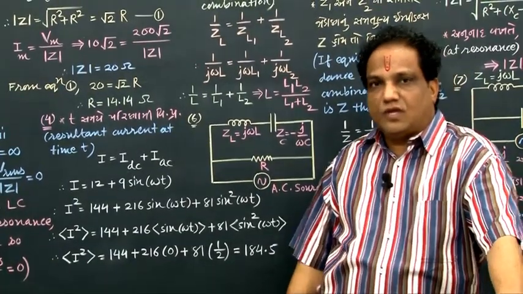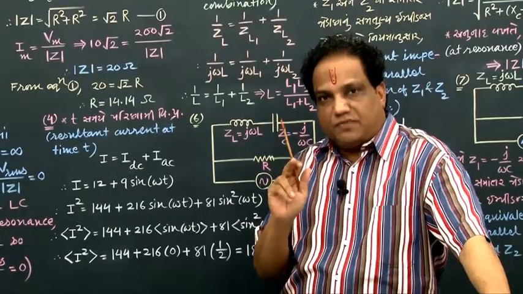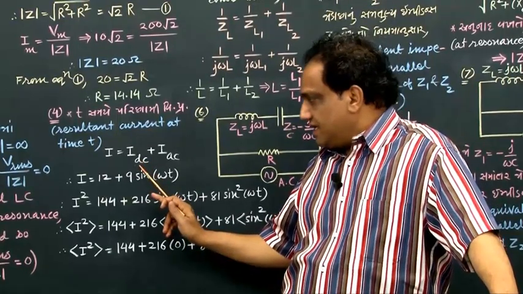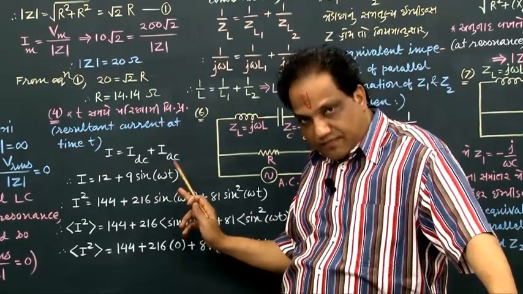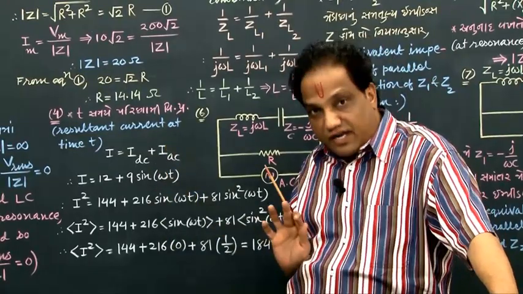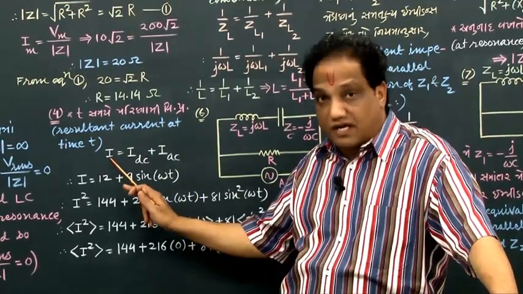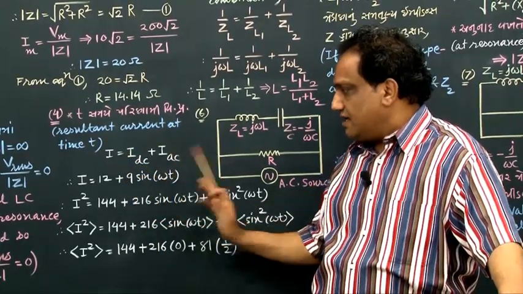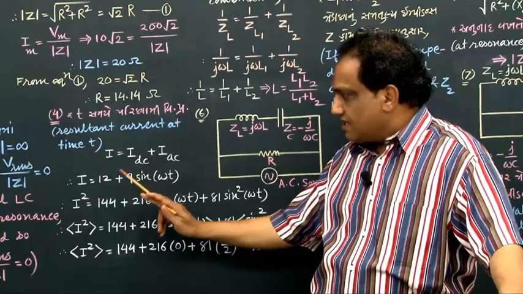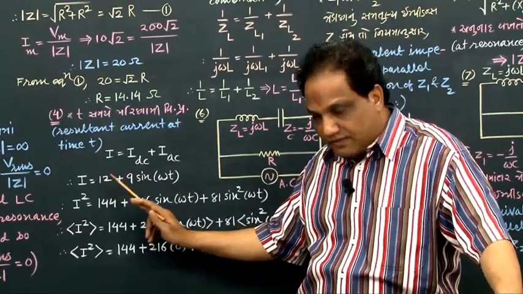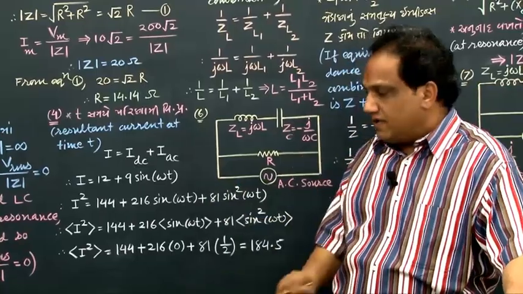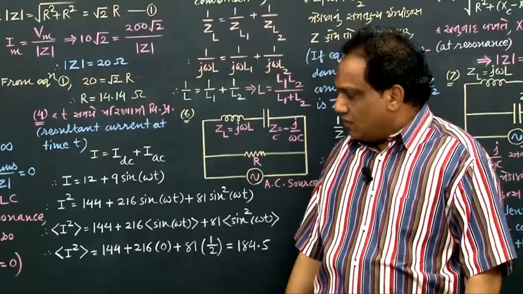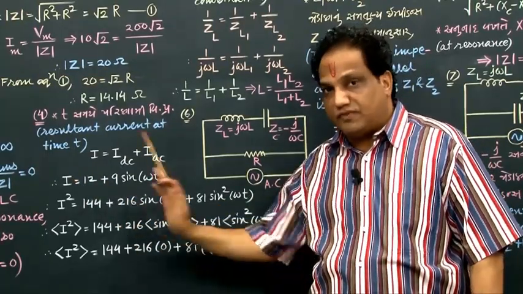Read it. We are given a typical current which has two components. One component is DC, another component is AC. When you make algebraic addition, it is going to give you the resultant current. So let it be I equals IDC plus IAC. What is IDC? It is constant, 12 ampere, and IAC they have given as 9 sine omega t. Now we are asked to find the RMS value of this current.